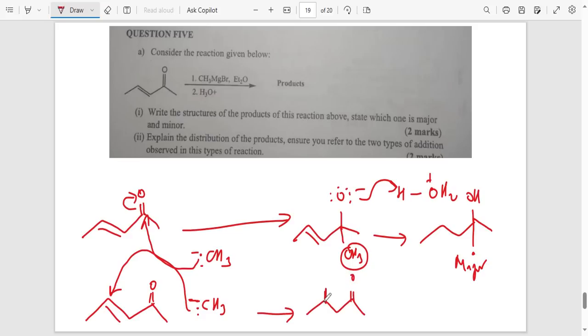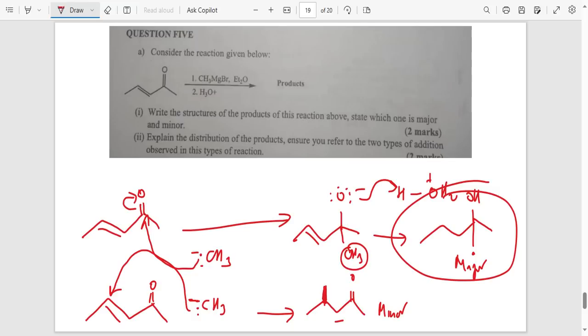So it has attached here. But then if it attaches here, there's going to be a positive charge here. The hydrogen is going to come from the water that we have here, that will donate that hydrogen that will attach at that point. So we end up having this molecule, and that will be our minor product. Our major product is the alcohol coming when the Grignard reagent attacks, and then the minor product is when the CH3 acts as a nucleophile to come and just attach at this end.